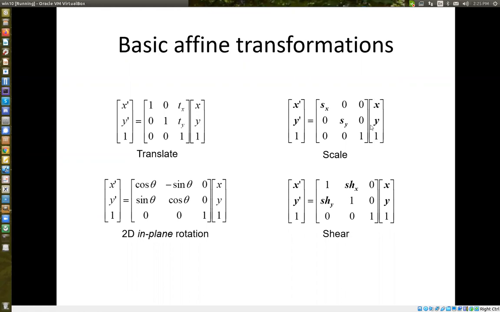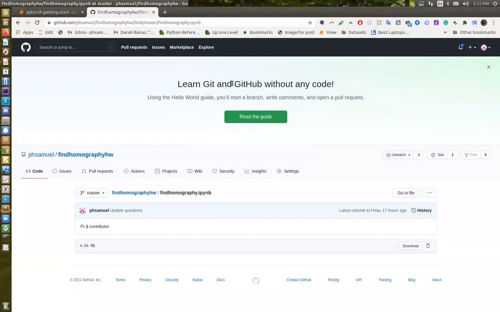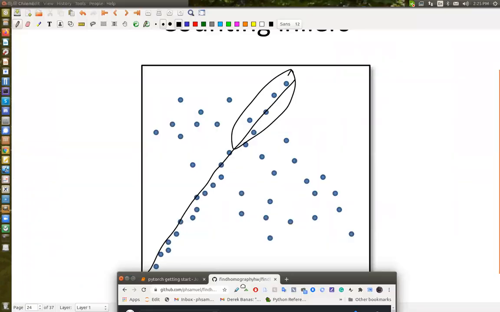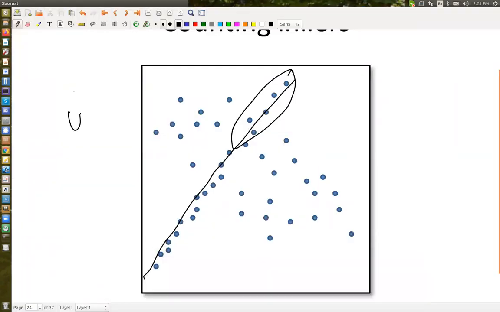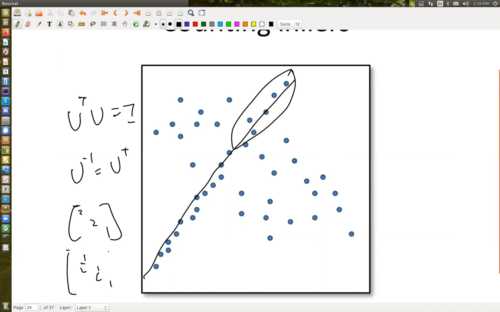Let's take an example for a scale. The condition for unitary is orthogonal, like U transpose U is equal to identity, right? So it means the inverse is equal to U transpose. For scaling, it's already not like that. If you have the inverse, it's 1/2, 1/2, 1, so it's not equal to the transpose.